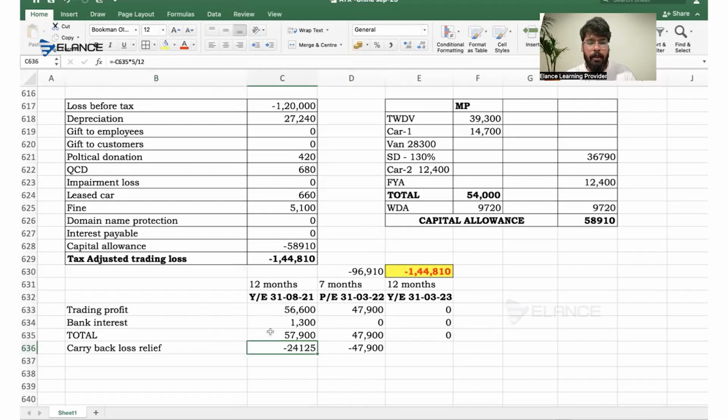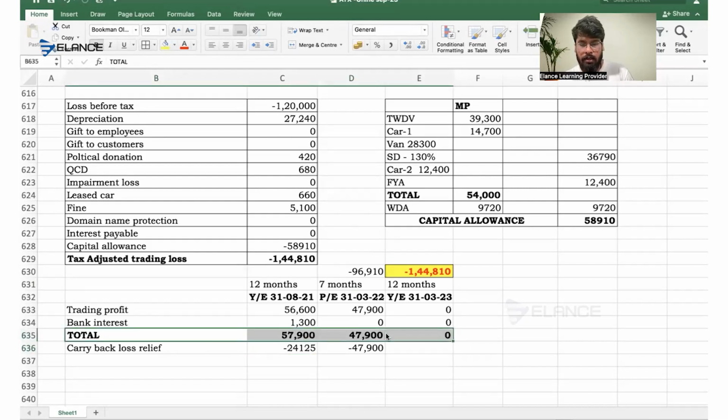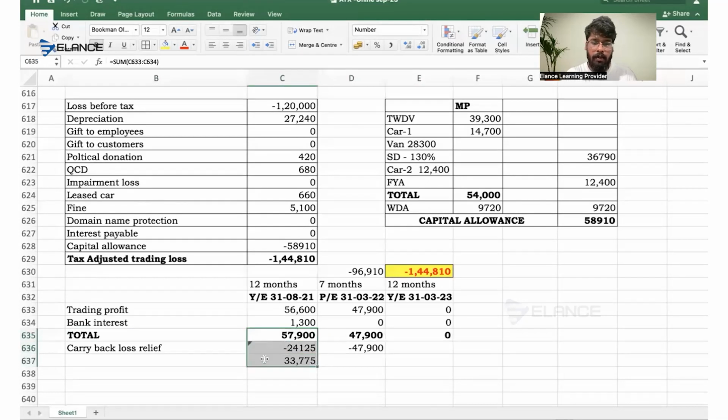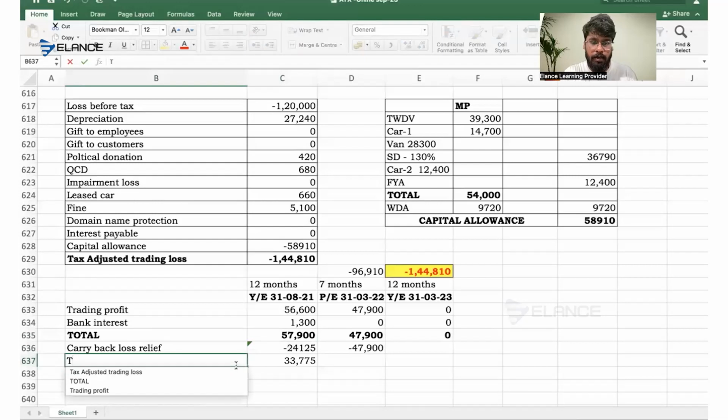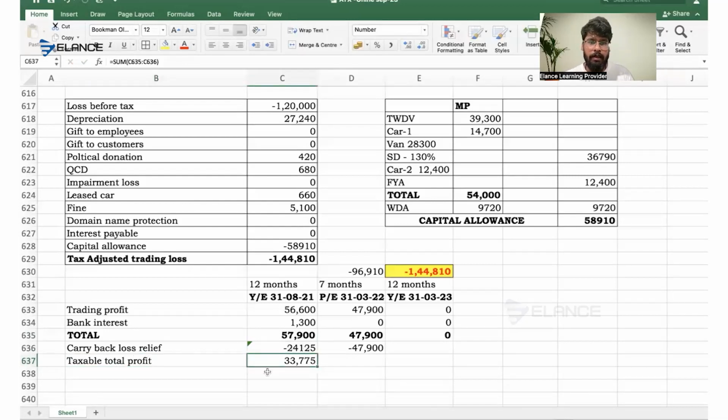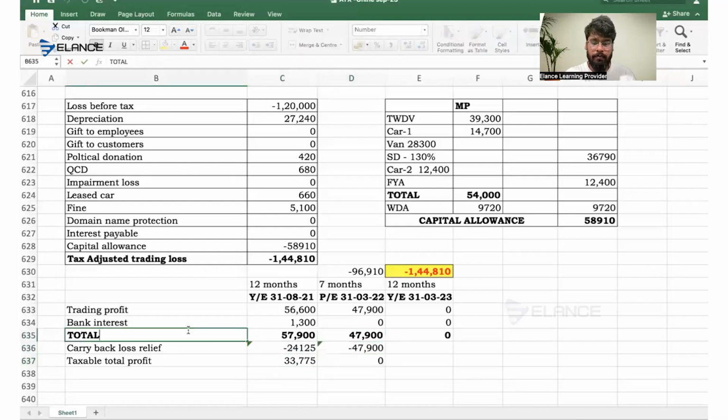Okay, so after deducting this loss relief, in the 12-month accounting period, we have a taxable total profit of 33,775. And in the 7-month accounting period, the total profit will be reduced to 0.